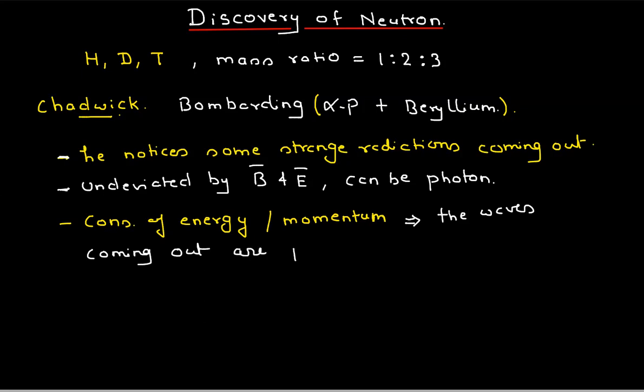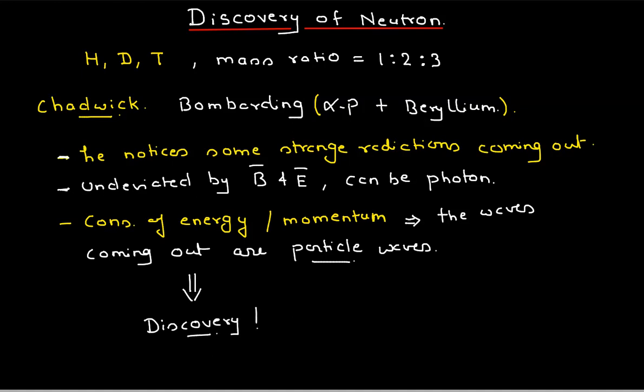are particle waves. They are not EM waves, just like alpha particle, beta particle. And it is neutral. Then they found out the mass is similar to the mass of a proton. So definitely it is not because of any orbiting particle. It has to come from the nucleus only. So this led to the discovery of the neutron. This is how the discovery of the neutron happened.